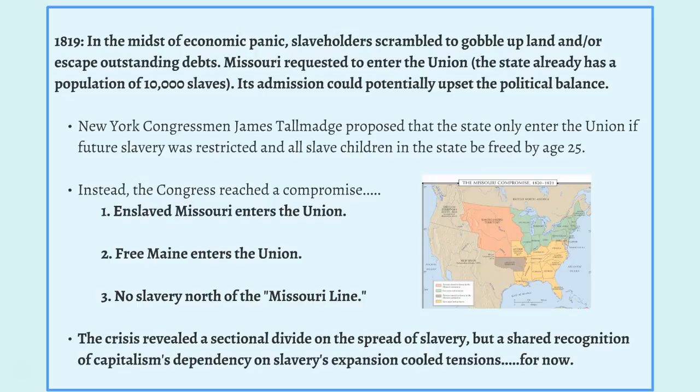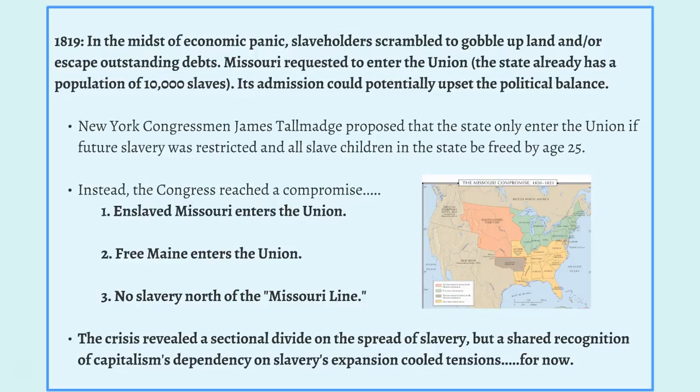The problem was this state, potentially, if it enters the Union, also has a population of 10,000 slaves. So it's pretty clear that if Missouri enters the Union, it will enter as a slave state and thus upset the equal balance in the United States Senate. Up until that point, you had an even number of slave state senators and free state senators because, again, every state was guaranteed 2 senators.